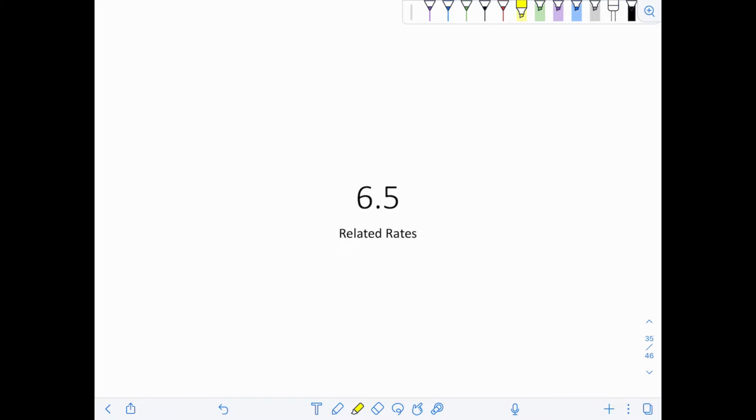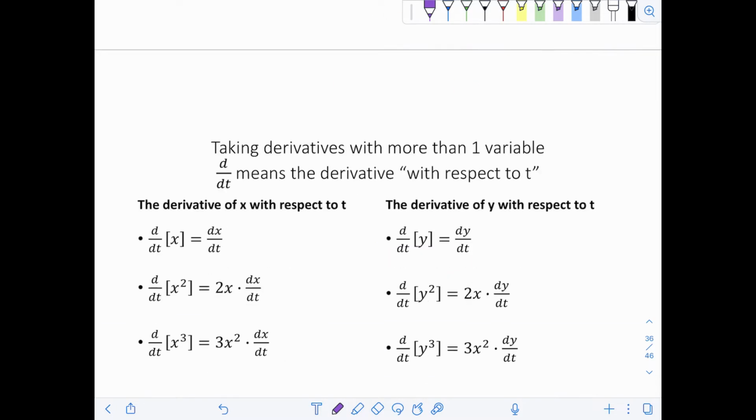In the last section that we cover in Chapter 6, we're covering something called related rates. This is actually going to be very similar to implicit differentiation. It's kind of an extension of implicit differentiation. It's just now we're going to be looking at time specifically as our independent variable. So everything that we do in this section, we're going to be taking the derivative with respect to time.